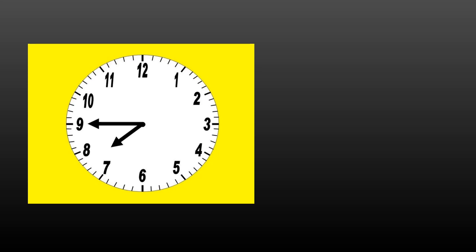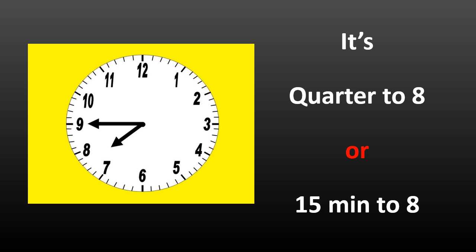Exactly, yes, it's 7:45. So someone asks, why is it not 7:45? We have to say that when the long arm is on the 9, we say quarter to. Quarter to which hour? We have to look at the short arm. If it is between two numbers, like in this clock, the short arm is between the 7 and the 8. So when we say quarter to, we take the 8, the next number, and not the previous number.